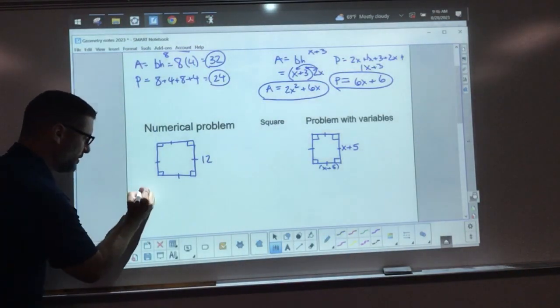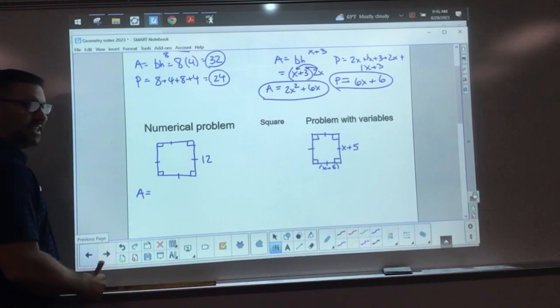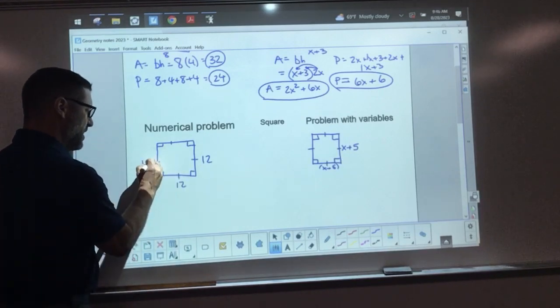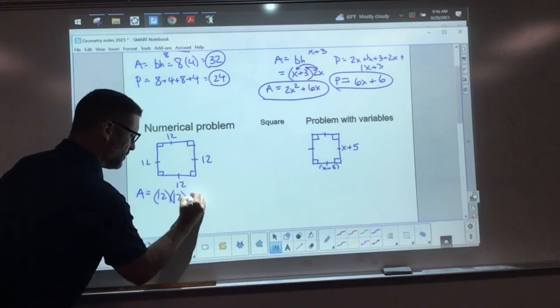Square. Perimeter. Or let's do area first like we have been. Area is add all sides or sides squared. So square, these are all 12. 12 times 12 is 144.